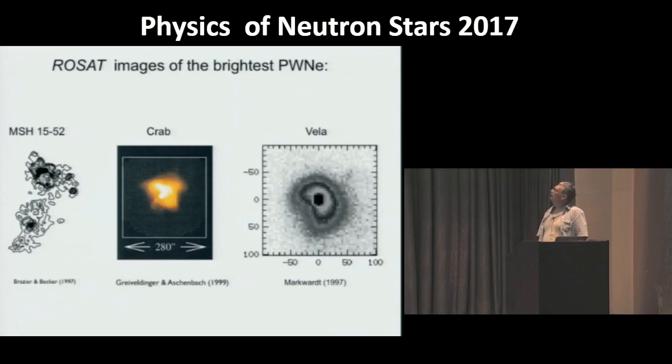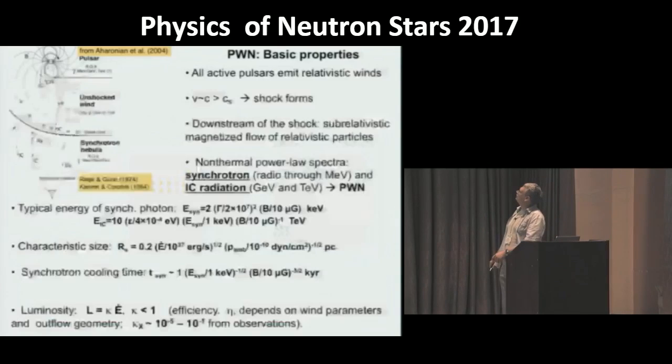So these are images of pulsar wind nebulae, which are really the brightest pulsar wind nebulae, which were obtained with ROSAT, right? So maybe if you saw just Chandra images, you still can recognize which pulsar wind nebulae these are. So this is Vela, Crab, and MSH 15-52. I will, of course, show the Chandra images as well.